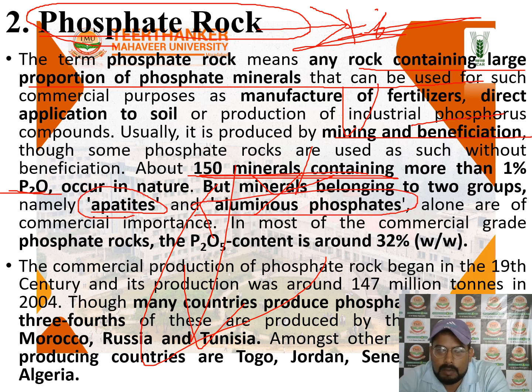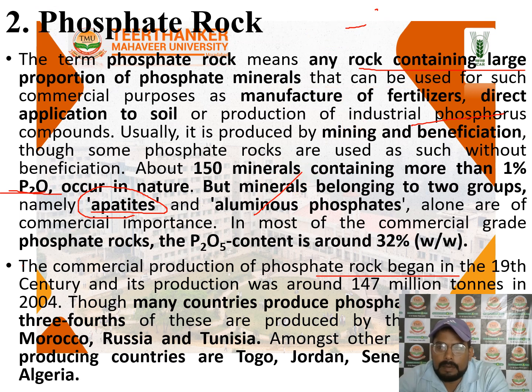Most commercial grades of phosphate rock contain about 32% P2O5 by weight. Different parameters should be used for collecting it. Many countries produce it, such as Morocco, Russia, Tanzania, Turkey, Jordan and Algeria. These are the major source countries for fertilizer production.